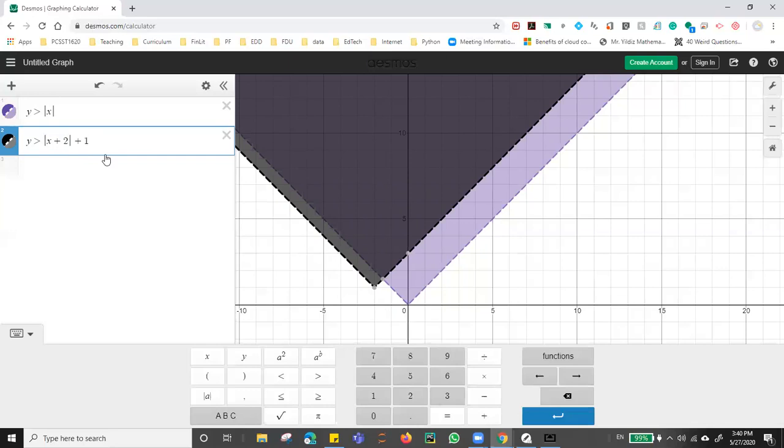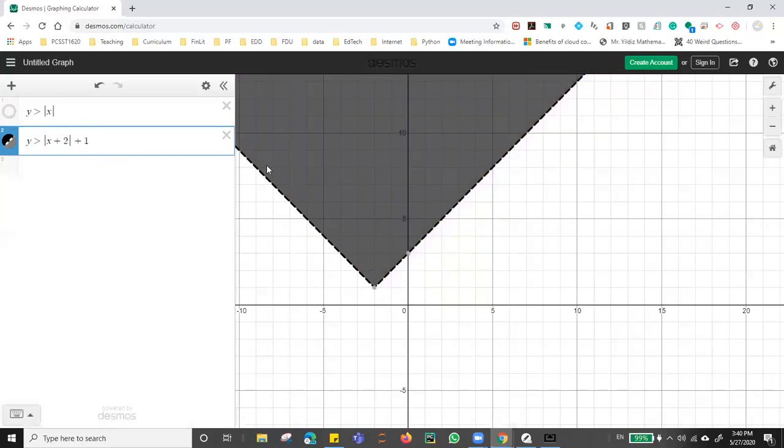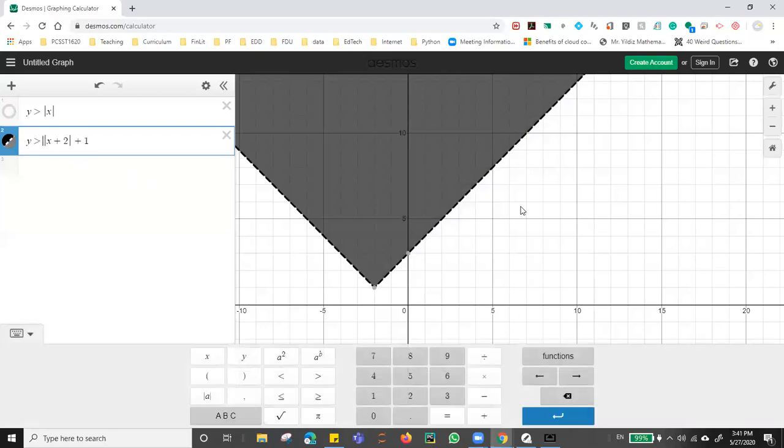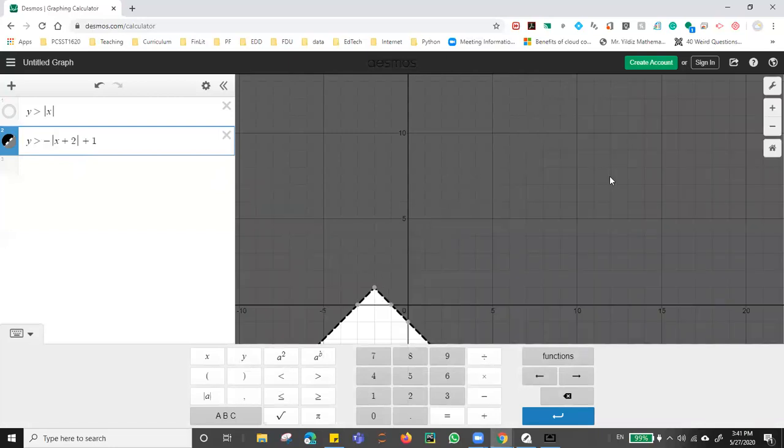When I put a negative in front of the absolute value, what's going to happen to our graph? Anyone have any idea? Let's check then. Here you go. It's going to go upside down, and then the shaded region is going to change as well.